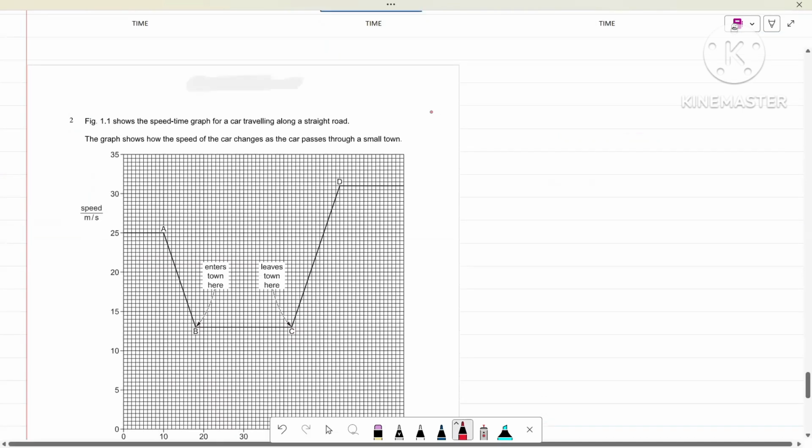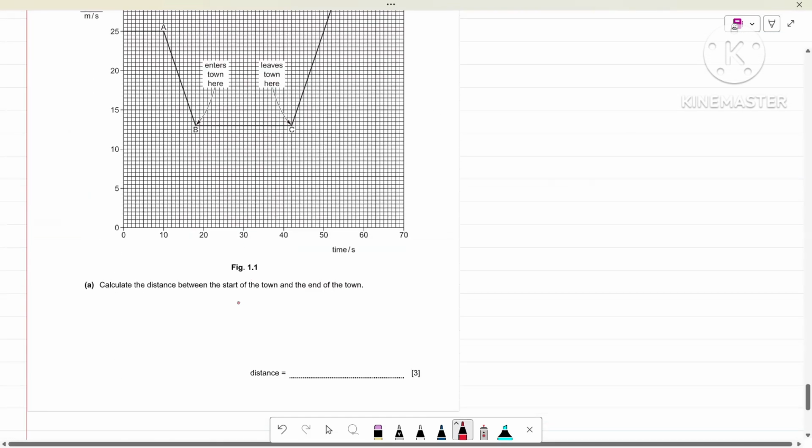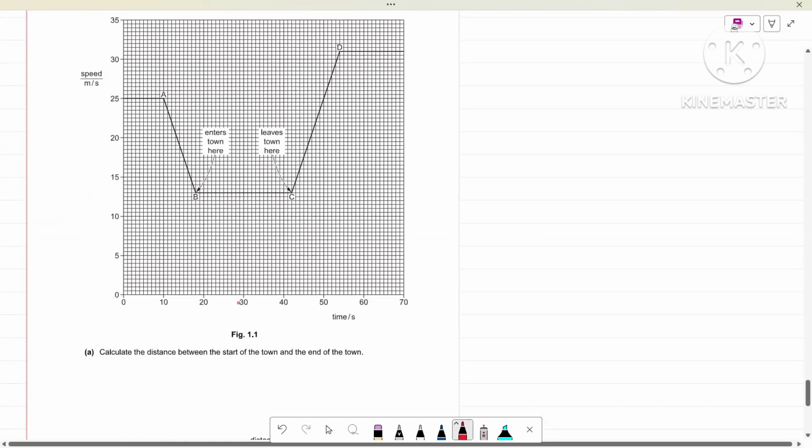Now we will solve one question. This speed time graph is given. Calculate the distance between the start of the town and end of the town. So this point is the start of the town and this point is the end of the town. We have to find the distance, and we know that distance is given by the area under the graph. So we have to find this area.